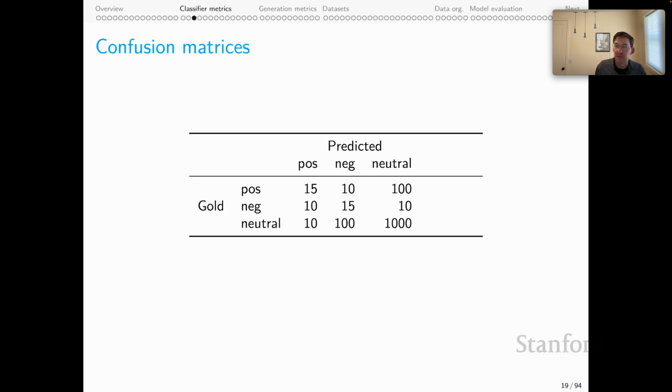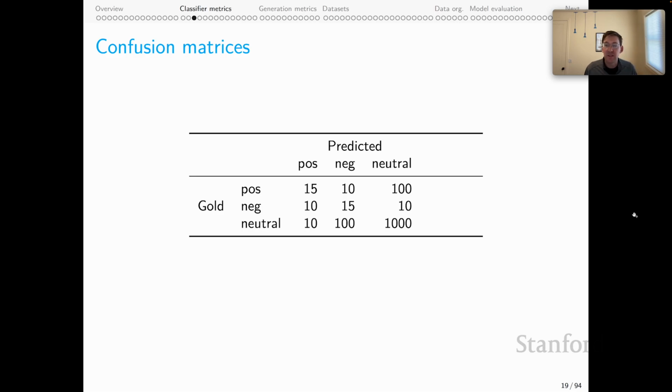In that spirit, let's start with confusion matrices, the basis for many calculations in this area. As a running example, I'm going to use a ternary sentiment problem. I'll have the gold labels across the rows and predictions going down the columns. And so this confusion matrix is saying, for example, that there were 15 cases that were gold positive and that the system predicted as positive, whereas there are 100 cases that were gold positive and the system predicted neutral.